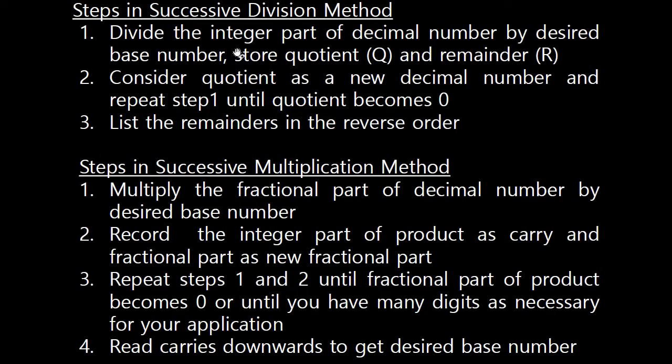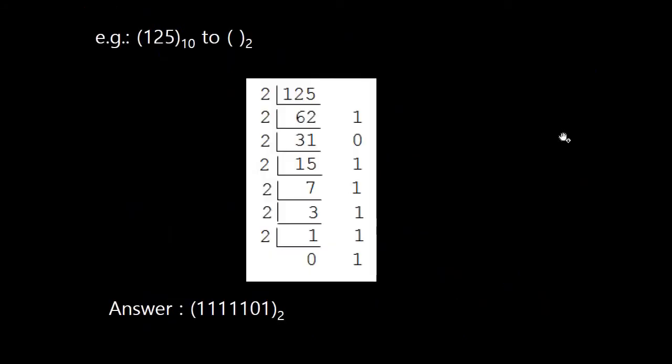The steps involved in the successive division method are: divide the integer part of the decimal number by the desired base, and store the quotient and the remainder. Consider the quotient as a new decimal number and repeat step 1 until the quotient becomes 0, and list the remainders in reverse order. Here we are taking one number, that is 125 to the base 10, and we have to convert it into base 2.